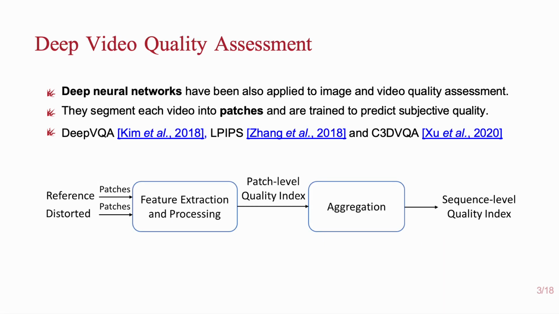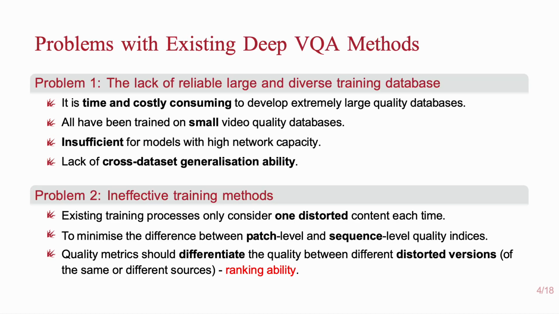In recent years, deep learning has driven the development of video quality assessment methods, achieving promising results compared to the conventional approaches. As shown in this high-level framework, deep VQA normally extracts and processes the features of the video patches, and then obtains the sequence-level quality index through the aggregation of the patch-level quality indices, such as deep VQA, LPIPS, and C3DVQA. However, deep VQA methods tend to be limited by the following issues.